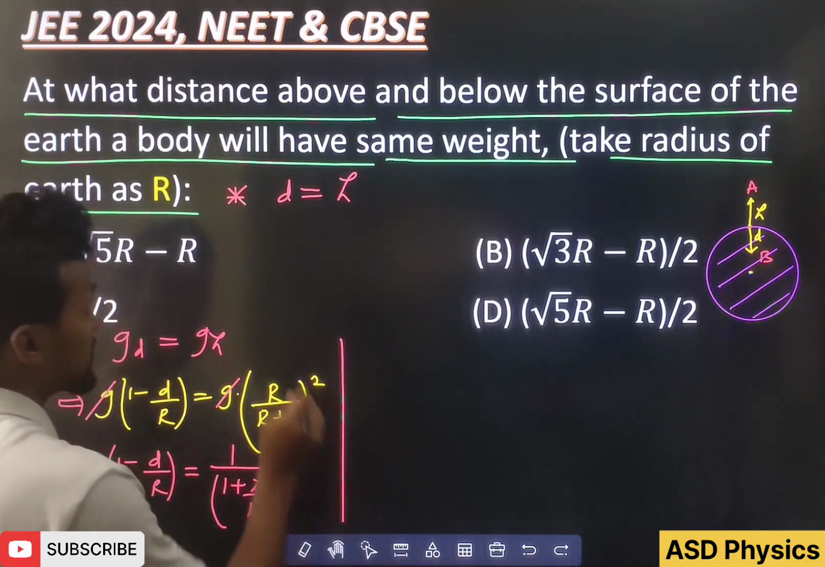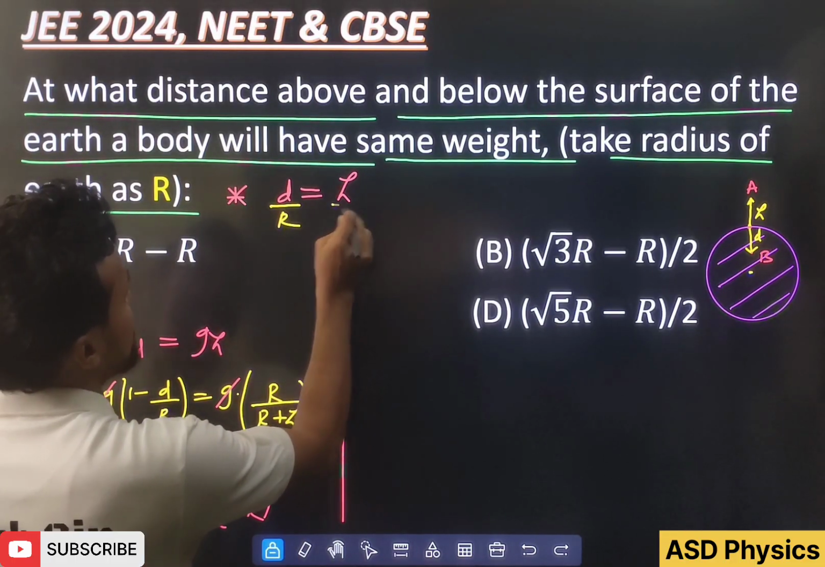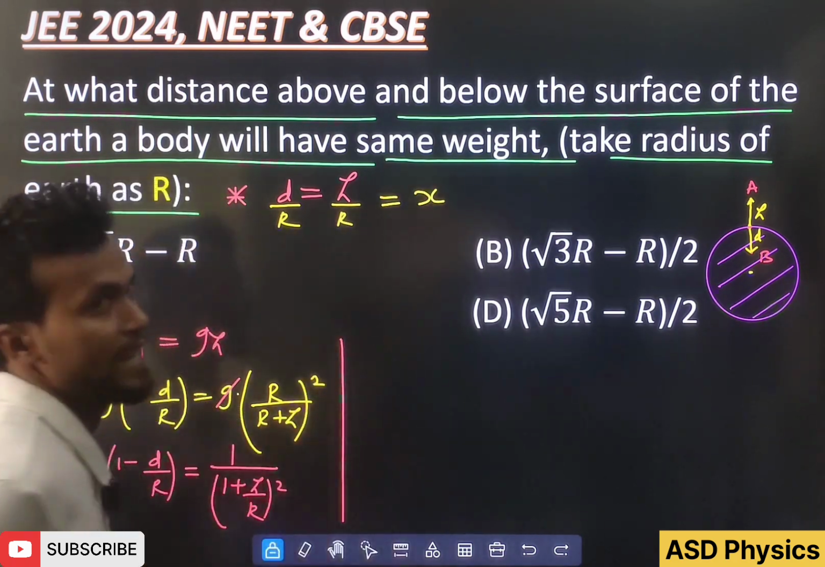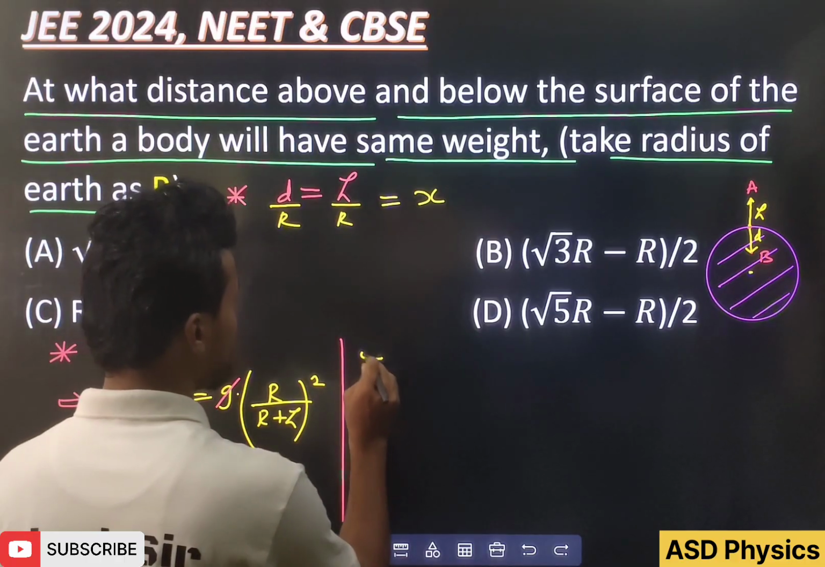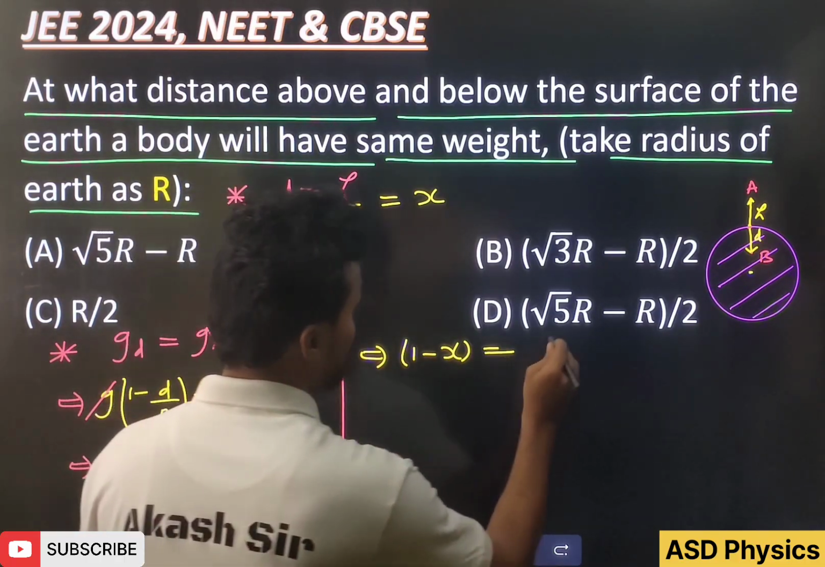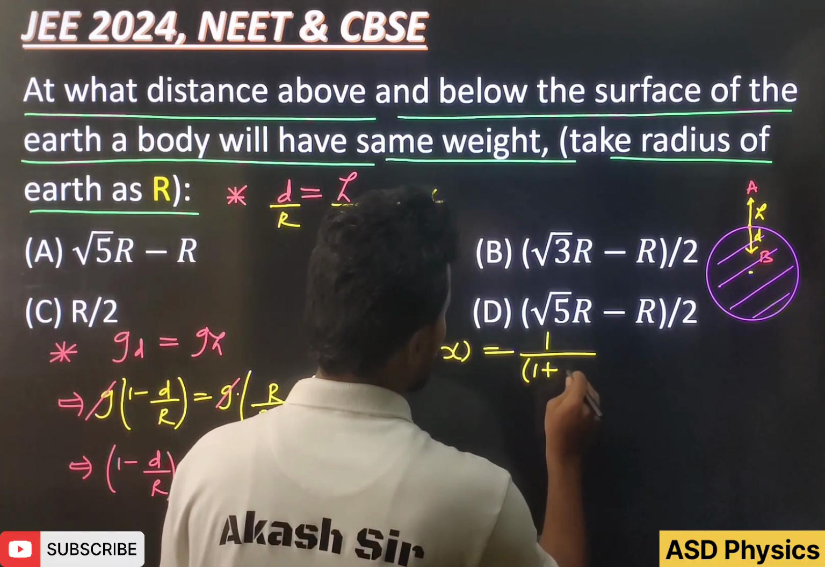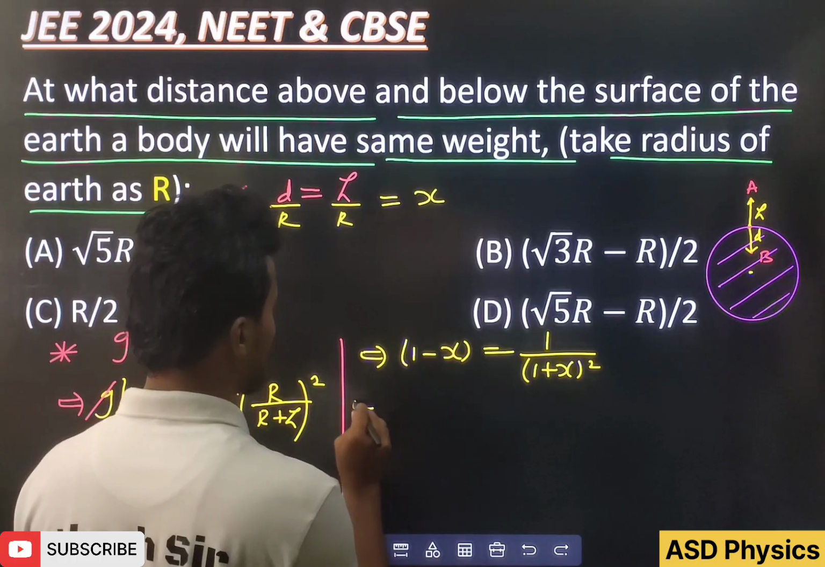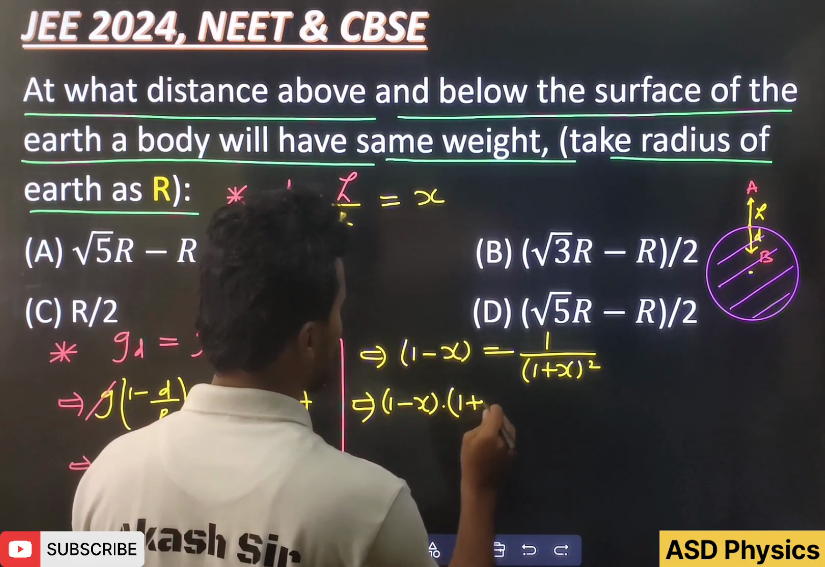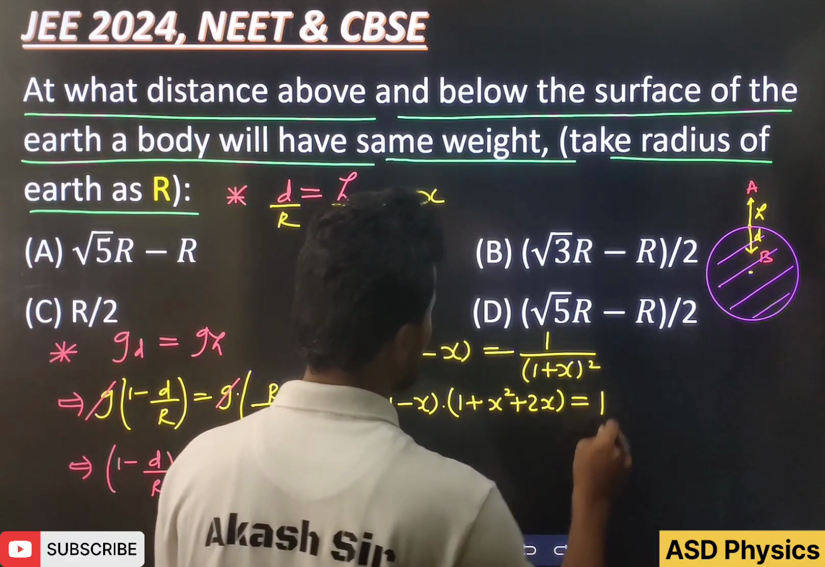Okay, so now as we know very well, D equal to H only, but now what I am going to do is divide both sides by R. Anyhow both will be the same only, and this thing I have taken as X. So this will become 1 minus X is equal to 1 by (1 plus X) whole square. So (1 plus X) whole square will come to this side. So 1 minus X times (1 plus X) square formula. 1 plus X whole square formula, 1 plus X square plus 2X is equal to how much here?